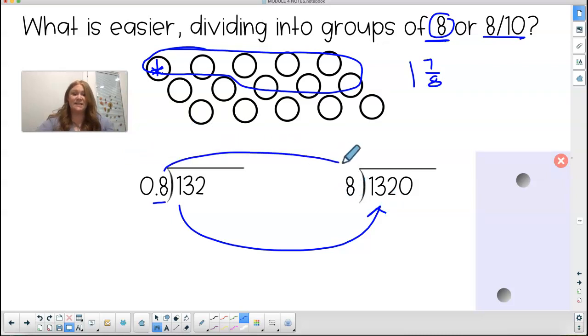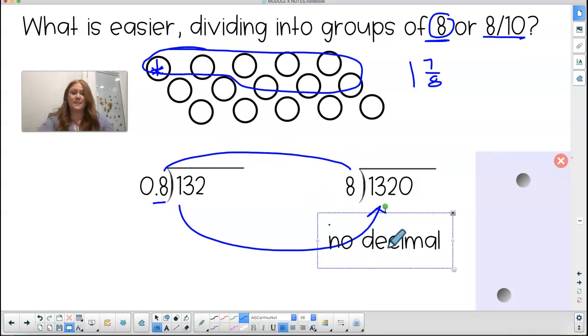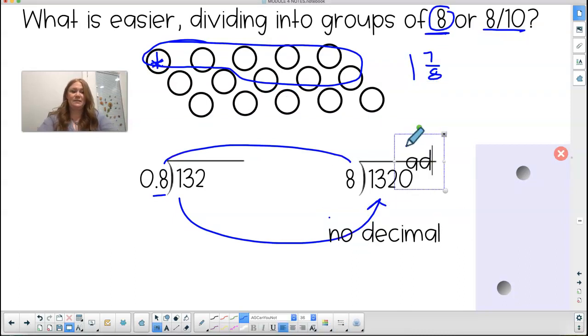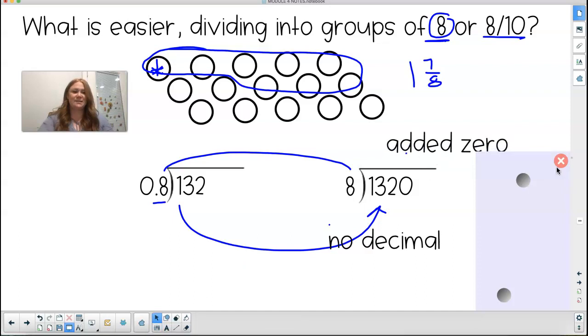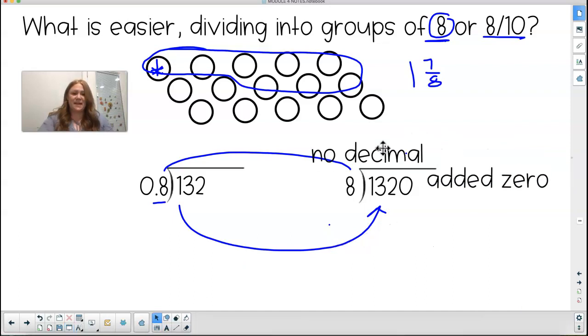So in the divisor, this one has no decimal. So no decimal here. And this one has an added 0. Not sure if I spelled 0 right behind that purple there. Oh, I did. So we added a 0 here, and this has no decimal. These are actually the same problem.